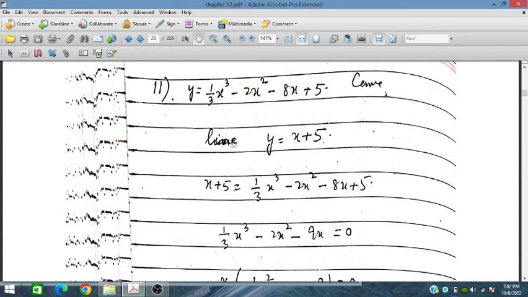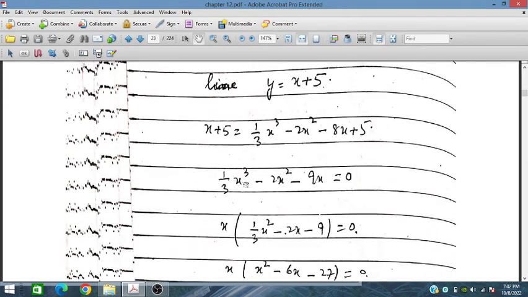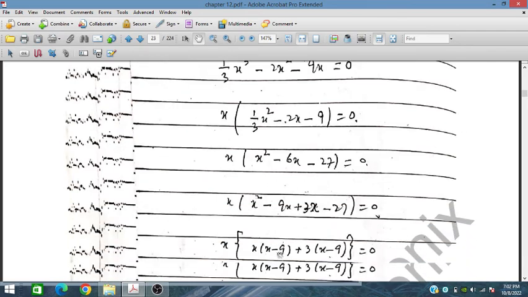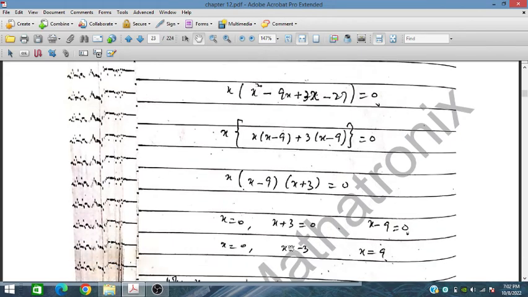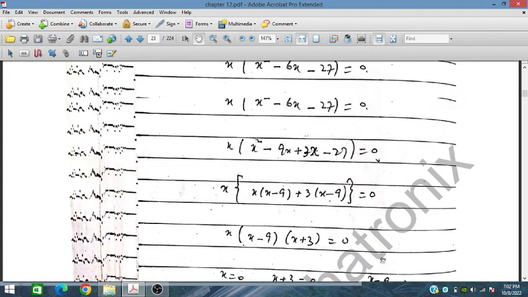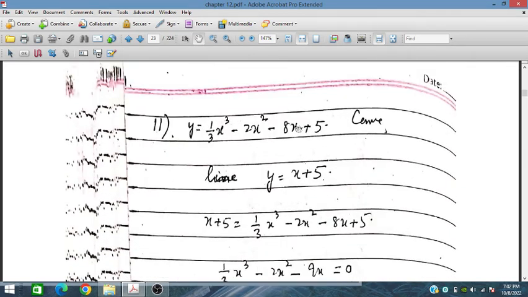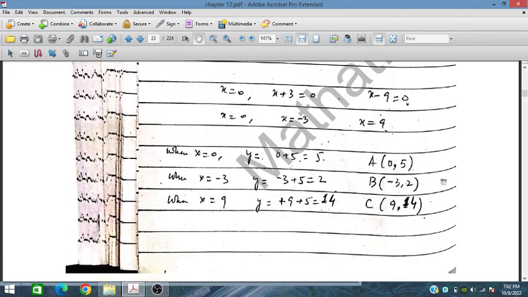Here we have a curve, and this line is this. By equating this line with this curve, this becomes this. By factorizing it further, we have obtained the values of x as this. We will substitute these values in this curve to get the corresponding value of y for every x. So we have these coordinates A, B, C. By substituting the values of x in the curve, we get the values of y. So the coordinates are given as (0, 5), (minus 3, 2) and (9, 14).